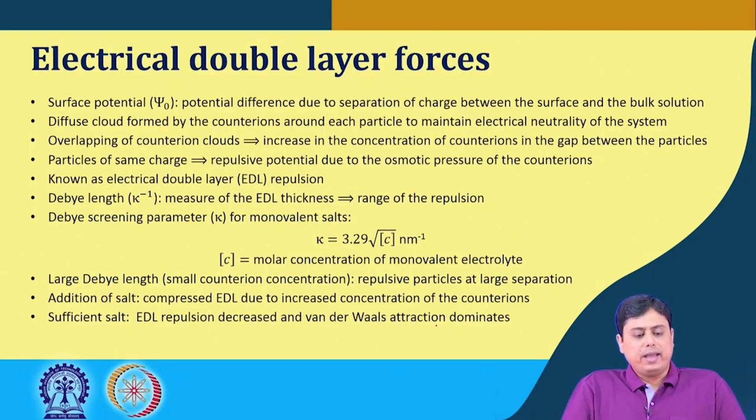Now, when we try to bring them closer, there will be overlapping of these counter ion clouds, and that increases the concentration of the counter ions in the gap between the particles. If the particles are of the same charge, then there will be a repulsive potential due to the osmotic pressure of the counter ions. This repulsion is known as the electrical double layer repulsion.